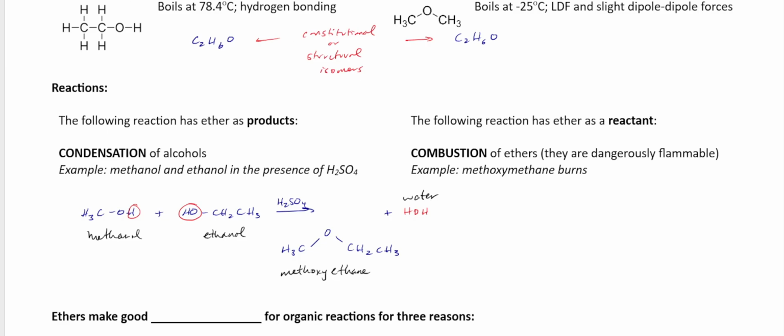Ethers can also combust as well. So if we have, as we saw, C2H6O, that's methoxymethane, it can burn in oxygen and make carbon dioxide and H2O. Okay, so that's not a preparation reaction, that's a combustion reaction that has ether as a reactant. So that's basically the only reaction ether can undergo. This makes an ether, but this is the only reaction that ether undergoes.